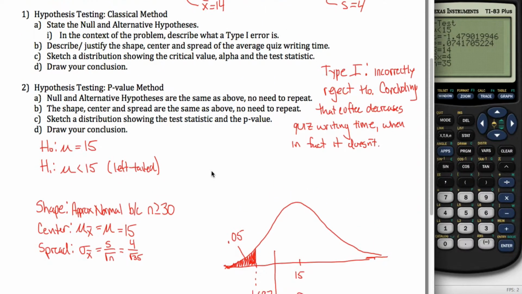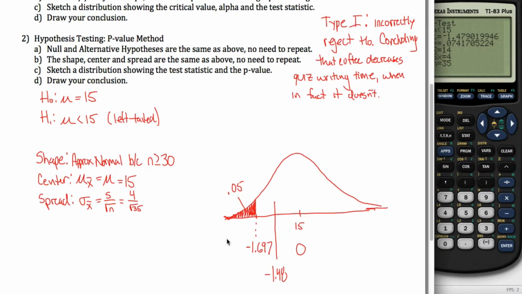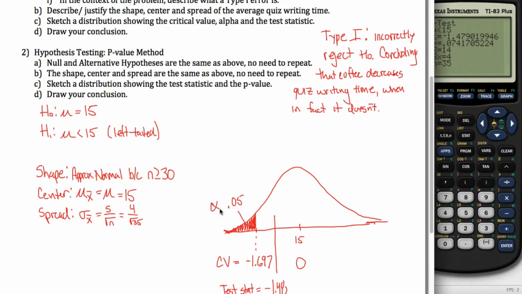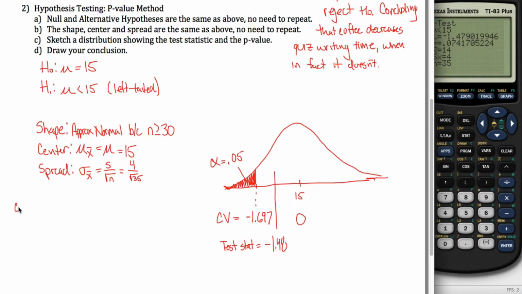So what I have is: sketch a distribution showing the critical value. This is the critical value right here. This is the test statistic. And then this is alpha up here. Sketch a distribution showing all that stuff. Draw your conclusion.